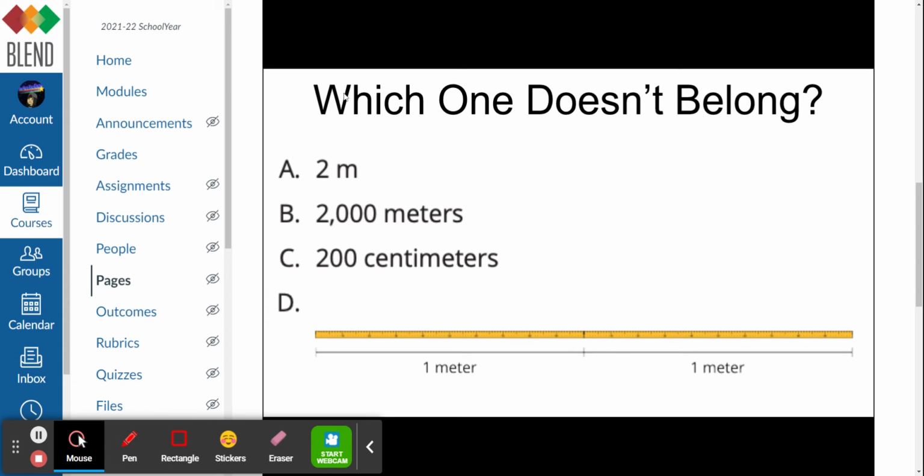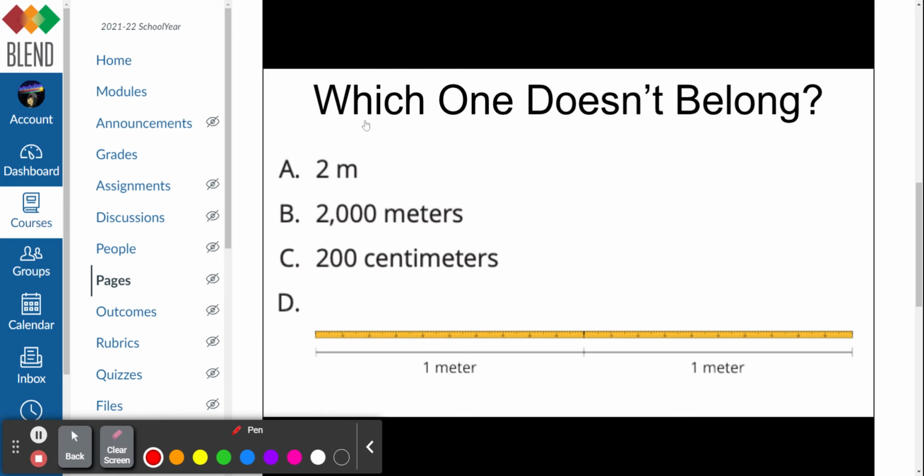Of course, we can look at our star cheat sheet. On our star cheat sheet, we have all of the conversions for measurement. On the right side is metric, and on the left side is customary. So we started looking at metric yesterday. On this tab, we can see that 1 meter equals 100 centimeters. So using this information, which one of these does not belong?